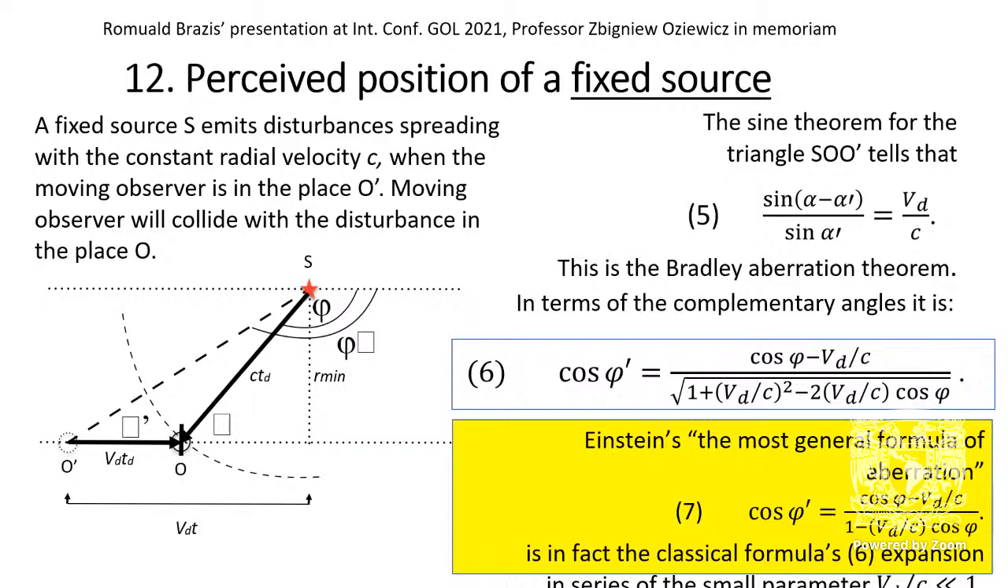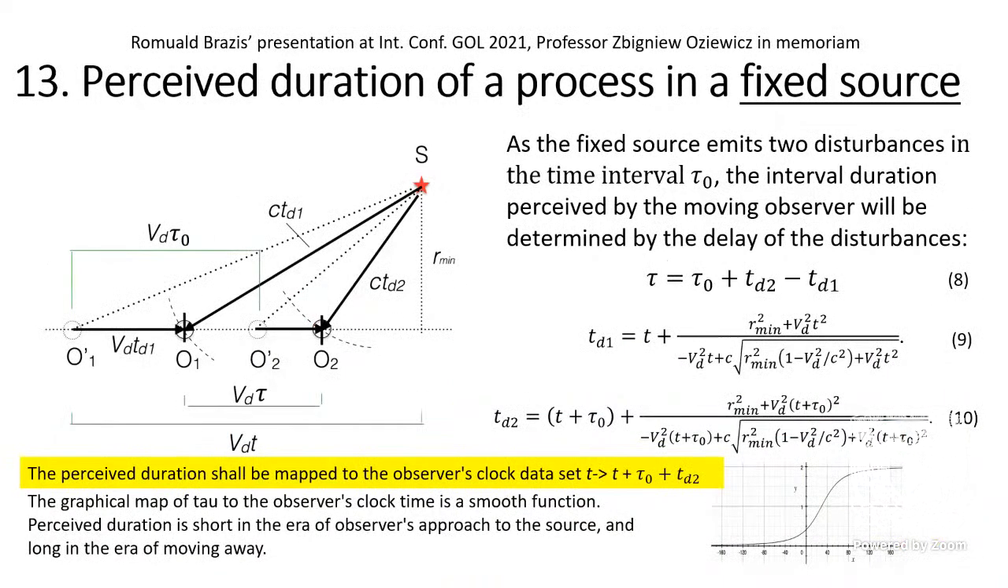We transform the formula in terms of the complementary angles phi in order to see that what Einstein claimed to be the most general formula of aberration, 7, is in fact the classical formula 6 expanded in series of the small parameter V over C squared. So it is not the most general formula.